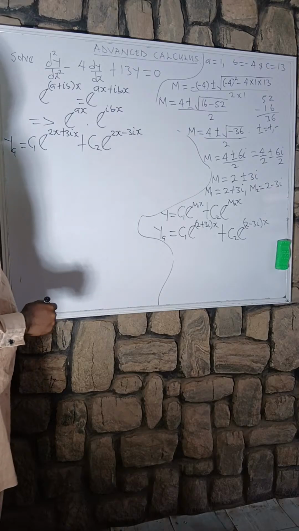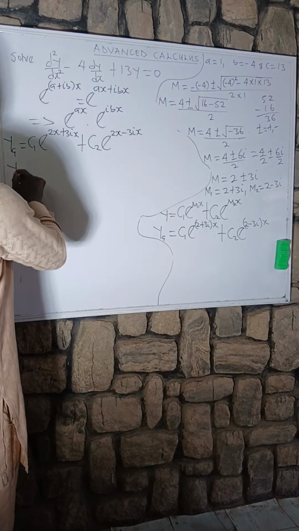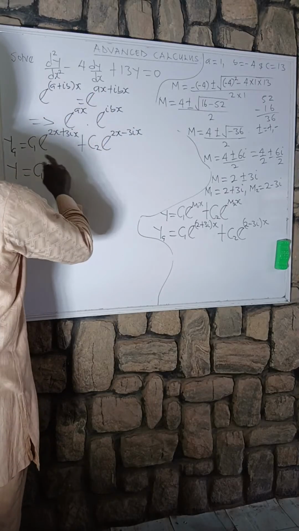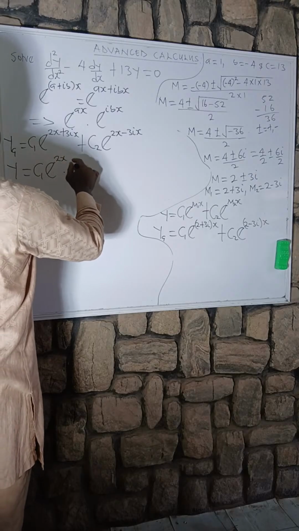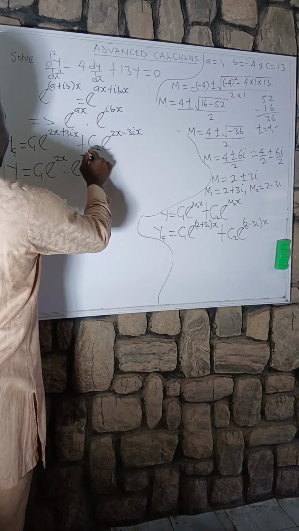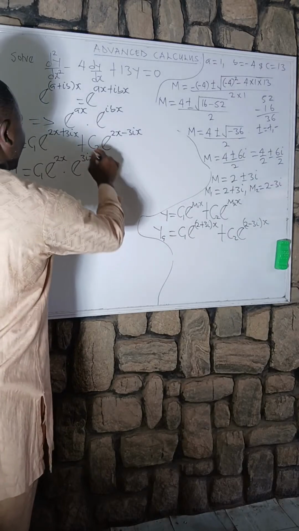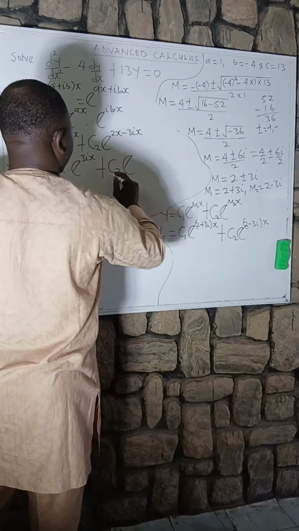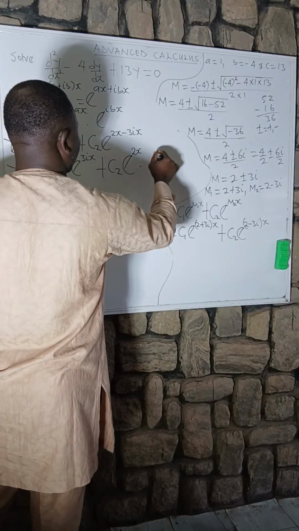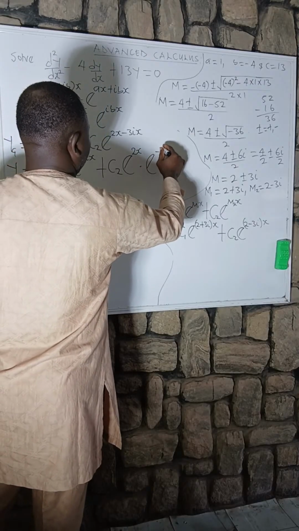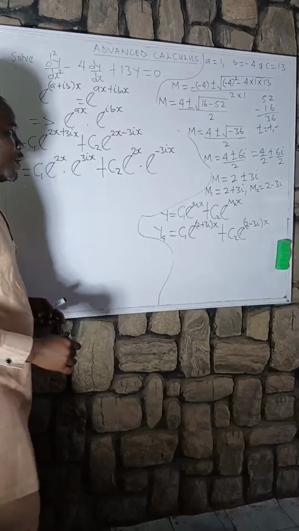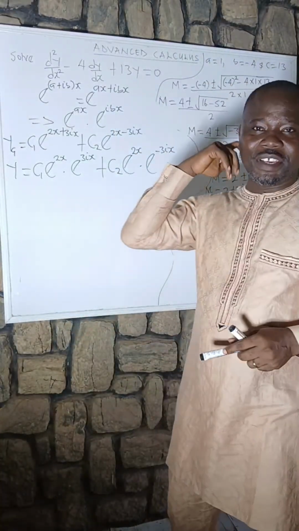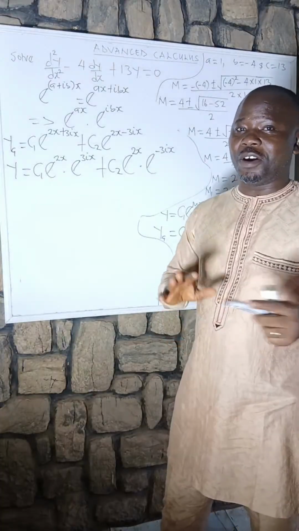So if you can see what I am saying, it means our y will now be c1 exponential, I want to break it down this way, 2x dot exponential 3ix, then plus c2, the same thing, c2 exponential 2x dot exponential minus 3ix. Are you seeing what I am saying? Look at the board very well.